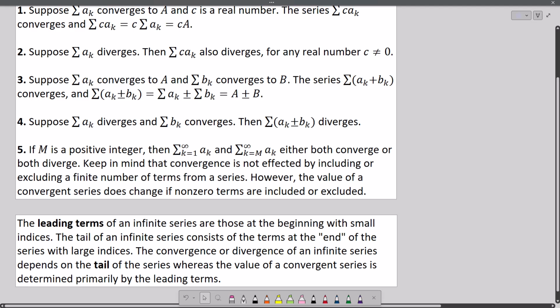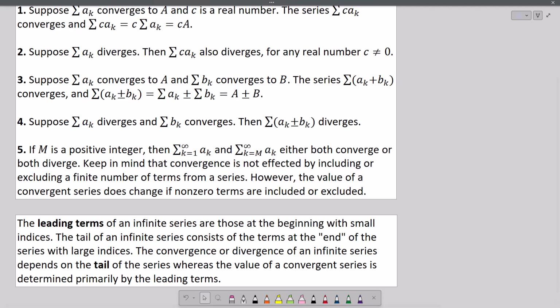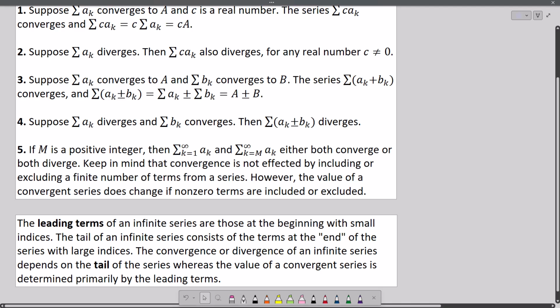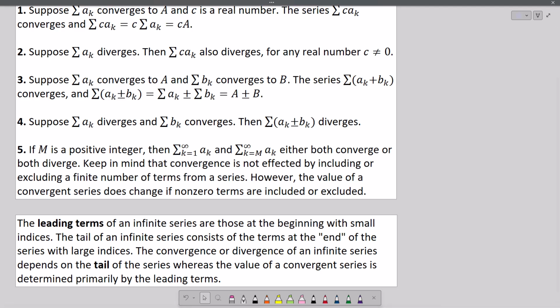If you have two series where one diverges and one converges, it's the same thing: divergence is king. You can't turn a divergent series into a convergent one by adding these together. If you add a converging series, which is negligible, to a series that diverges, you're still going to get divergence. There's no way that a converging series can offset a diverging series.